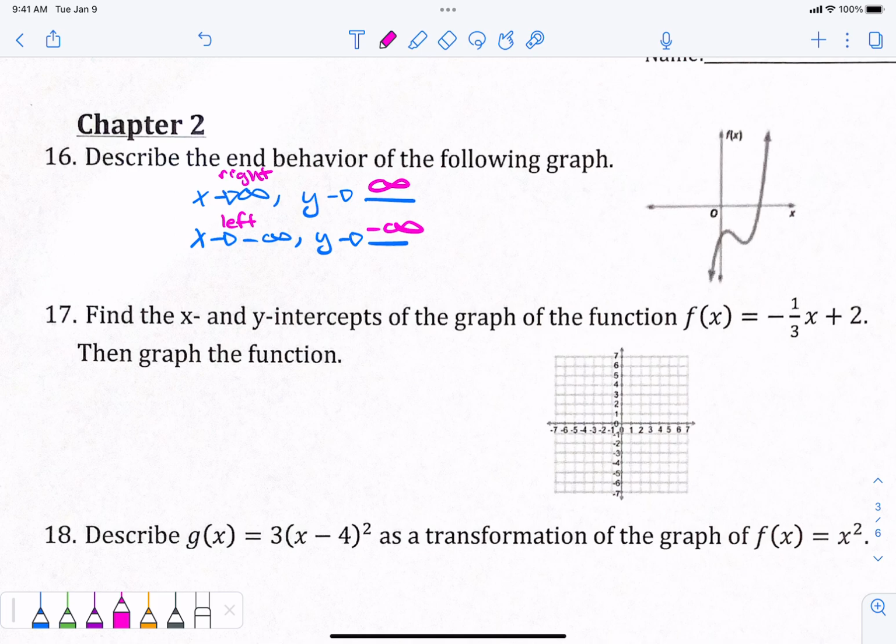Amen. Yep. Find the x and y intercept. Ooh. I hope she didn't have any water in there. Oh, she might have.